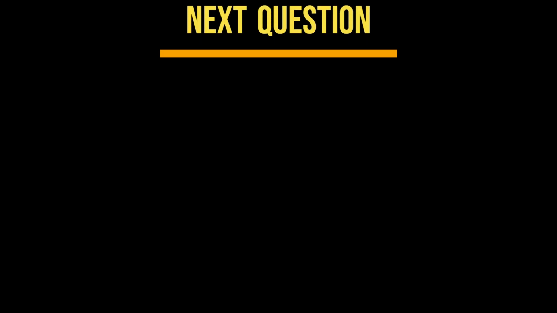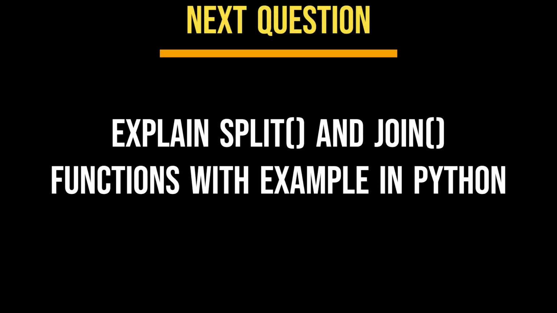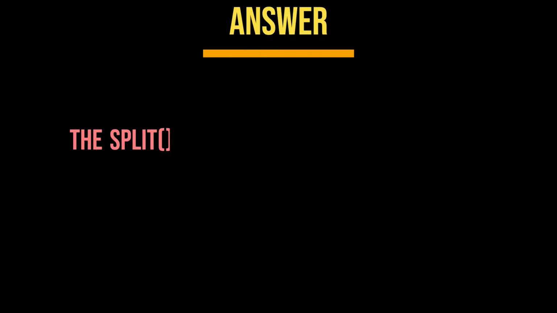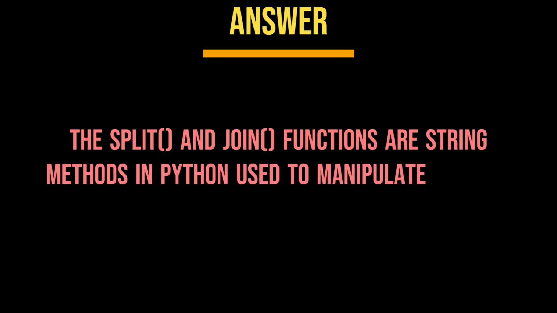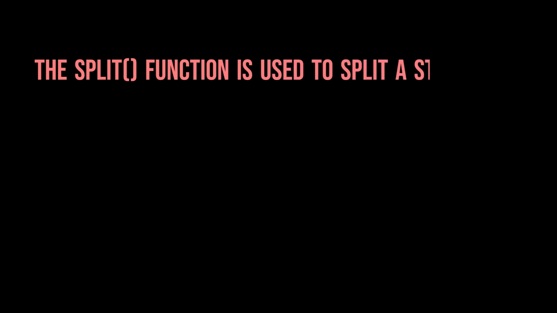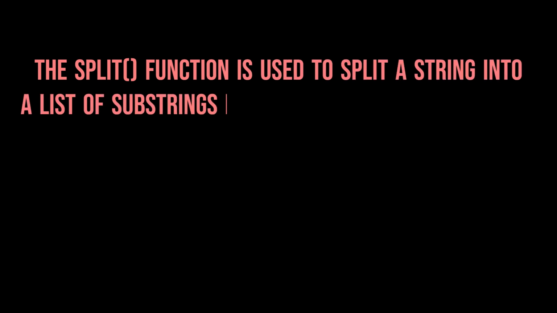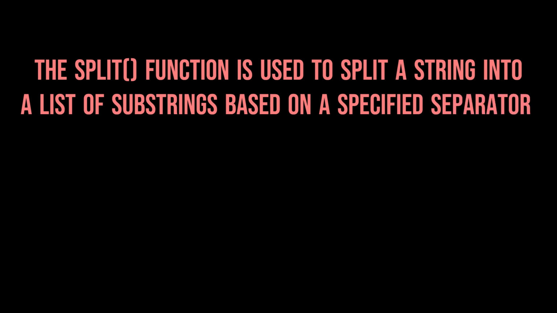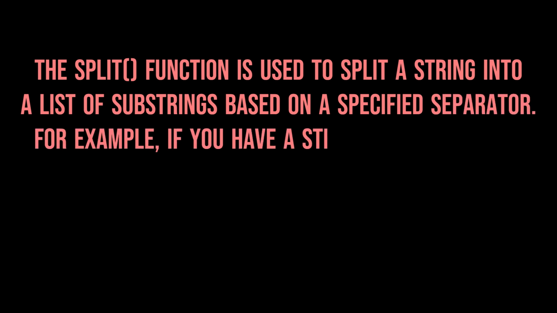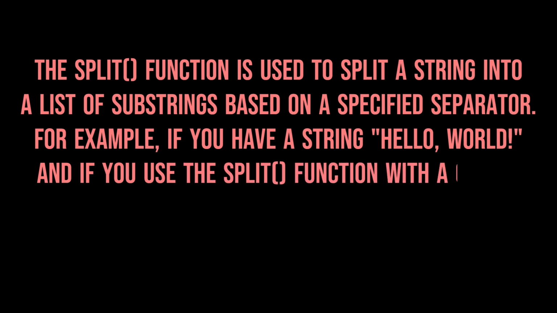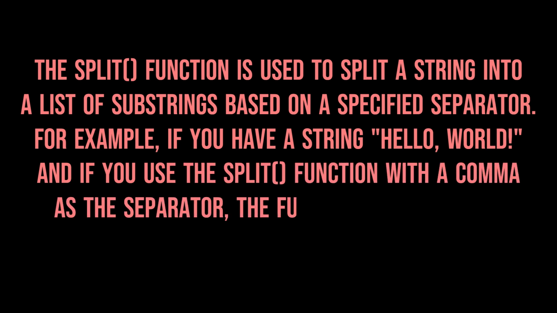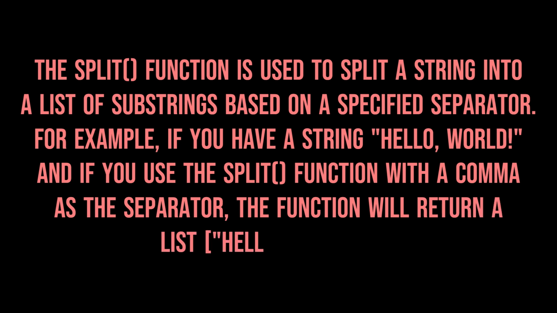Next important question, explain split and join functions with example in Python. The split and join functions are string methods in Python used to manipulate strings. The split function is used to split a string into a list of substrings based on a specified separator. For example, if you have a string hello world, and if you use the split function with a comma as the separator, the function will return a list with two elements, hello and world.